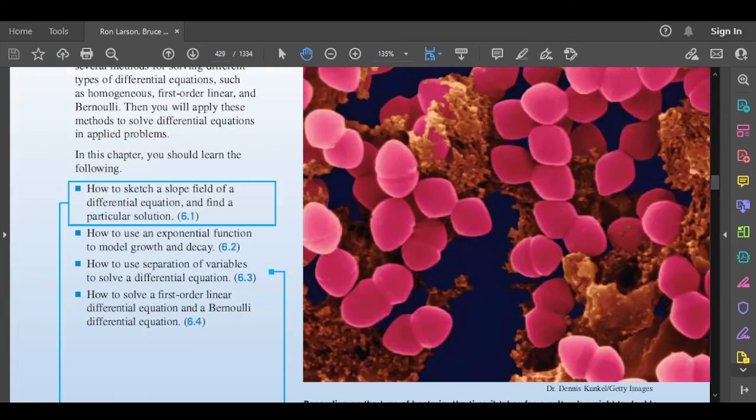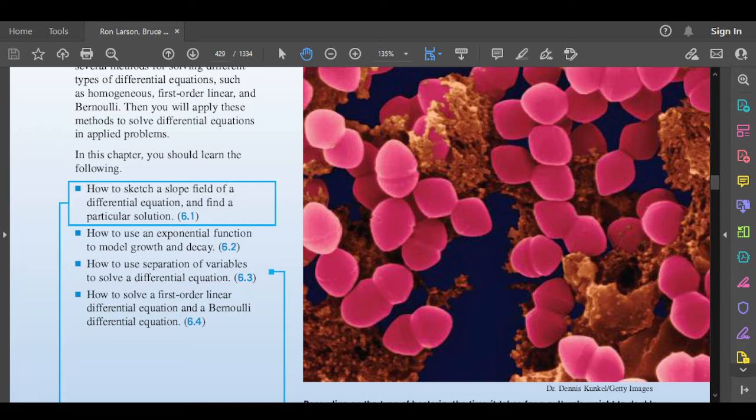For this chapter, we are going to talk about the sketch of the slope field and the differential equation, and find the particular solution of a certain differential equation. Also, we are going to discuss how to use an exponential function to model growth and decay, how to use separation of variables to solve differential equations, and how to solve first order linear differential equations and the Bernoulli differential equation.